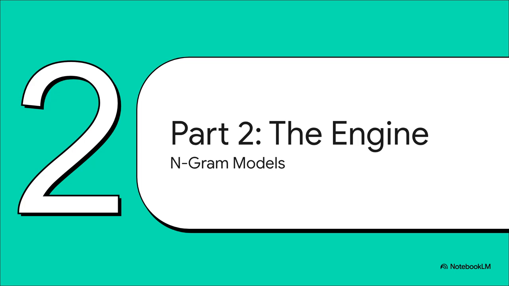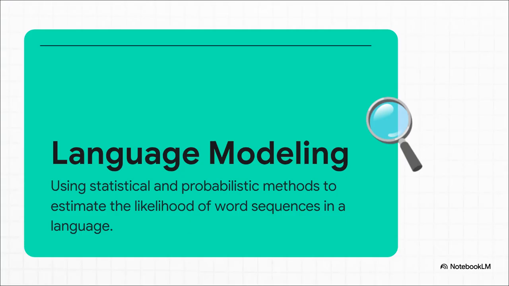Okay, our foundation is solid. Our raw materials are processed and ready to go. Now it's time for the fun part, building the engine. This is the core of our machine, the part that does the actual work. And the engine we're going to build today is a classic but incredibly powerful one, the n-gram model. So what is language modeling really? Well, at its absolute core, it's all about prediction. It's about using stats and probability to figure out how likely a sequence of words is. Or, to put it even more simply, if I give you the words, the cat sat on the, what's the most likely word that comes next? Mat? Floor? Chair? It's basically a sophisticated statistical guessing game.